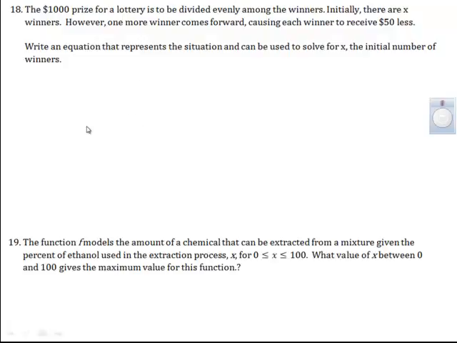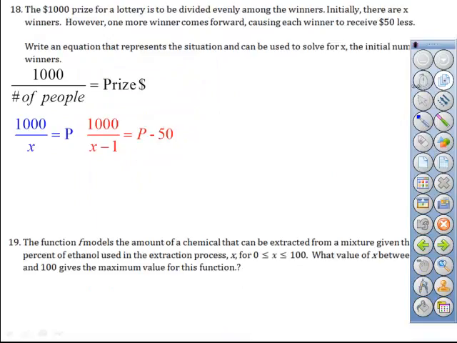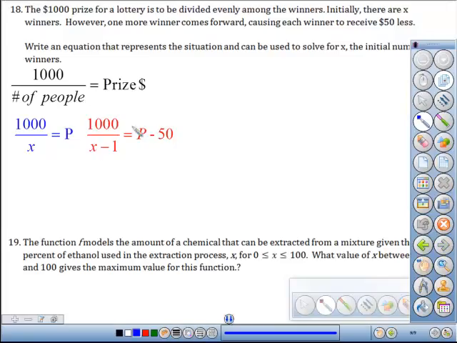Okay, so here we know that $1,000 divided by the number of people will equal the prize money, right? So if we had, let's say, 1,000, we kind of cleaned it up a little bit. $1,000 divided by however many people is the prize money that each person gets. So now we need to analyze this to solve for x. Another person comes, and all of a sudden they get $50 less.